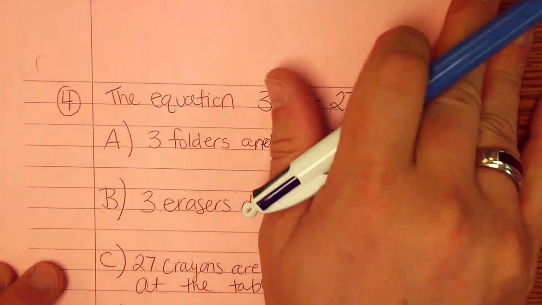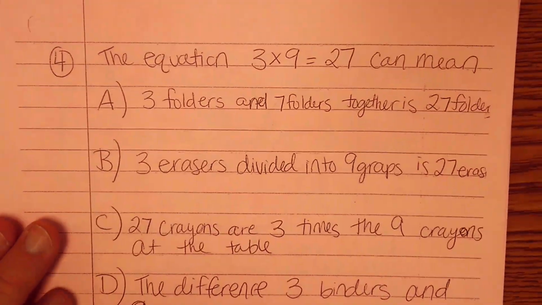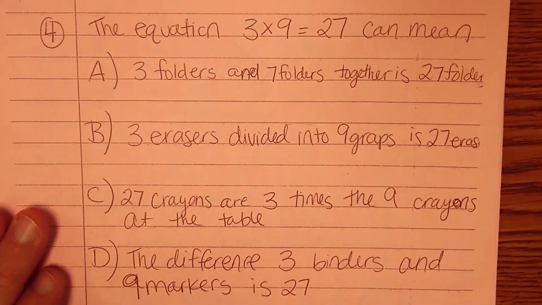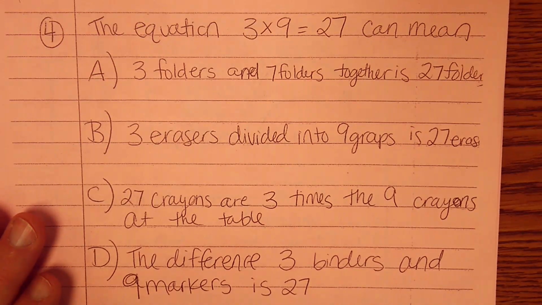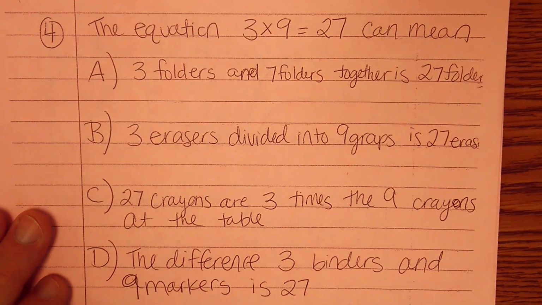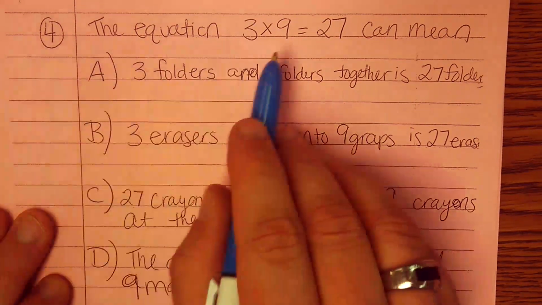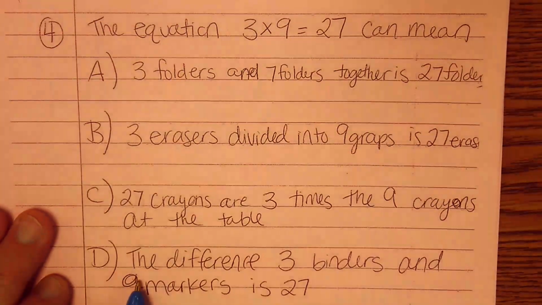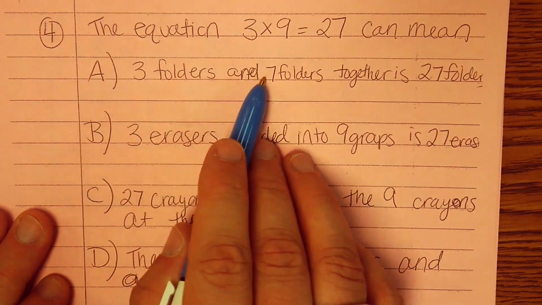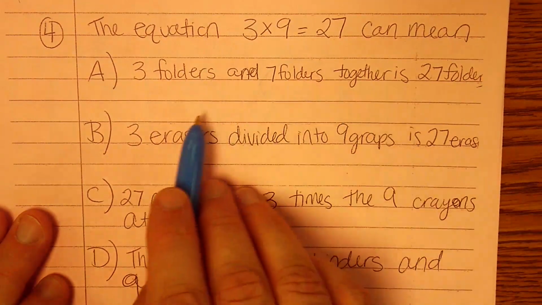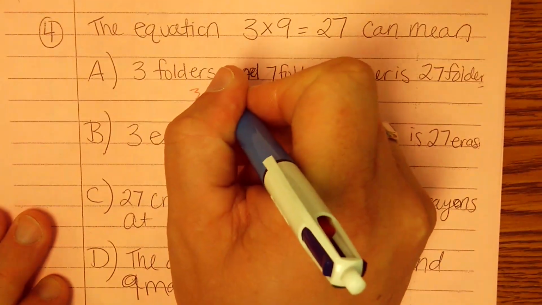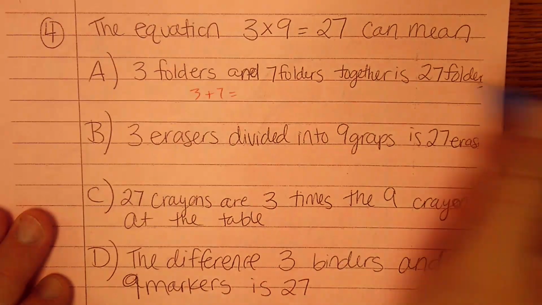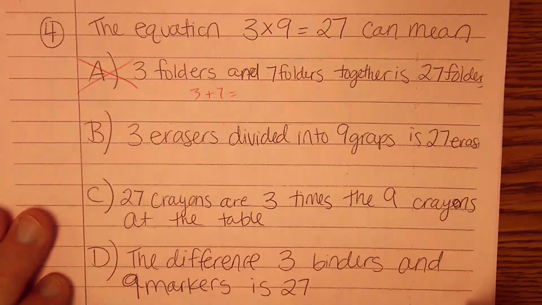As we look at an equation, you might have to ask yourselves what it can mean. Now, in class we talked about process of elimination. 3 times 9 equals 27. It could also mean one of these. 3 folders and 7 folders together is 27 folders. Well, actually, 3 plus 7 is not 27. That ain't gonna work.